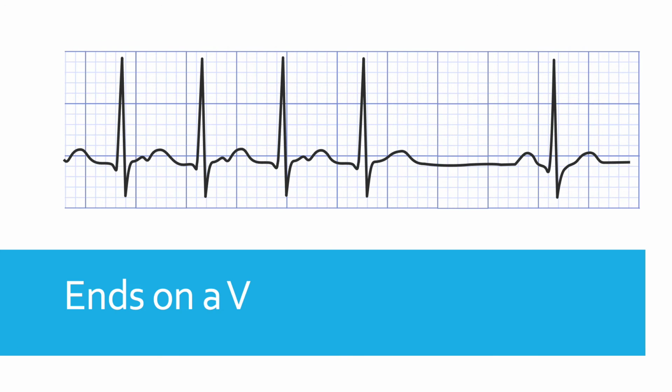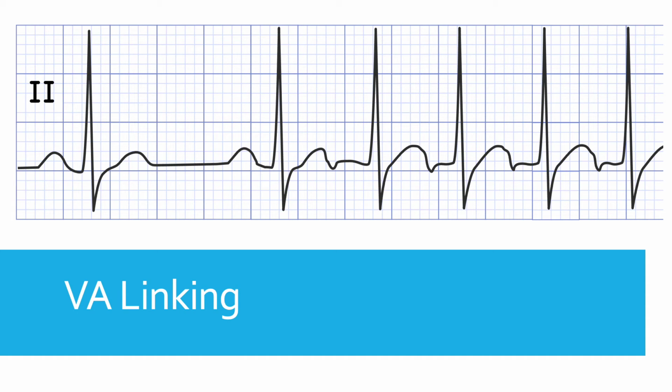This is a tracing of a narrow complex tachycardia. Next, let's talk about the concept called VA linking. Here we see 2 sinus beats and initiation of a narrow complex tachycardia, which has the usual differential diagnosis of AT, AVNRT, AVRT, and JT.